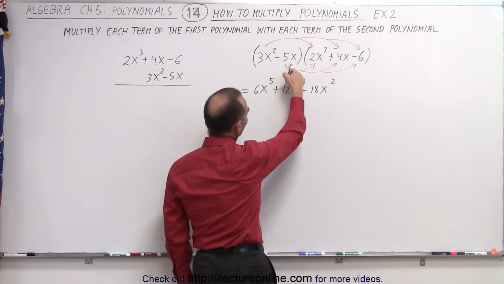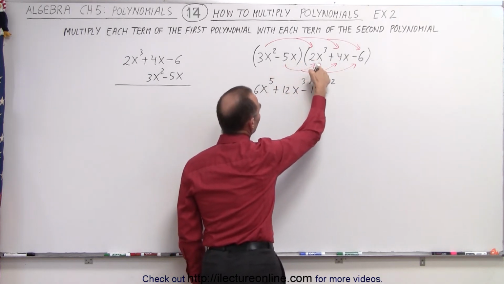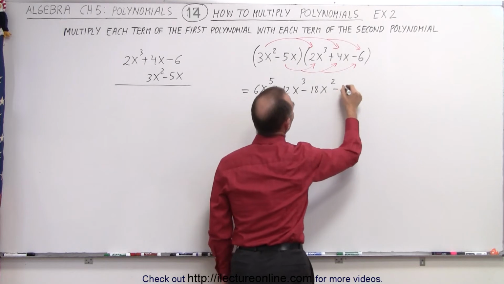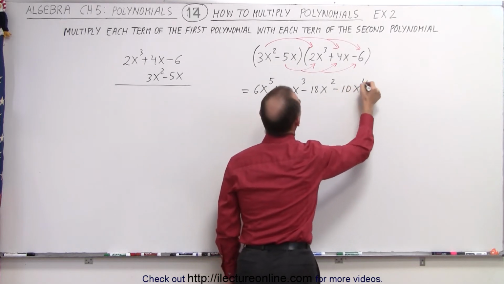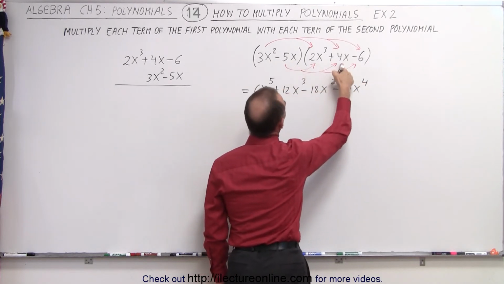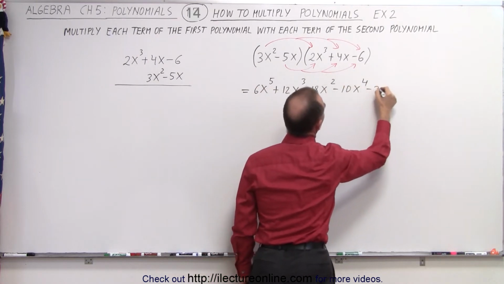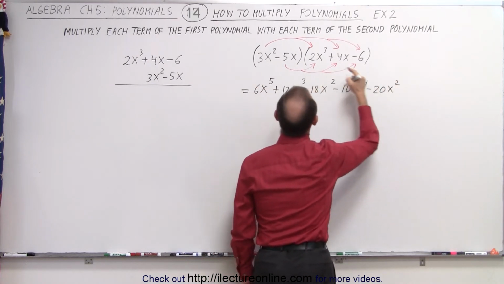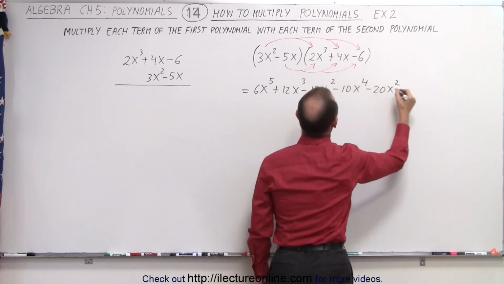Now you go to the second term, minus 5x, 2x cubed, that's a minus 10x to the 4th. A minus 5x times a plus 4x, that's a minus 20x squared. And a minus 5x times a minus 6 is a plus 30x.